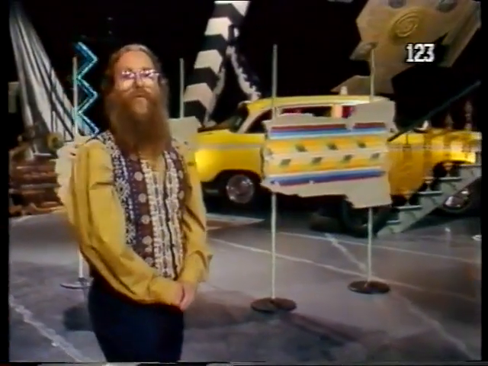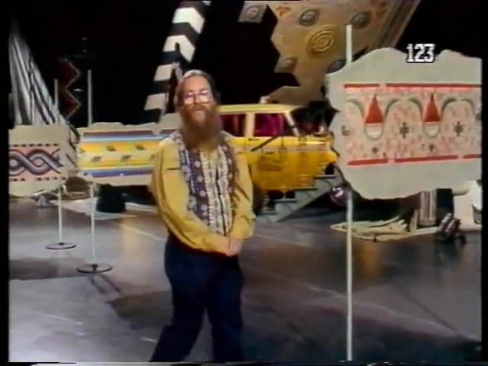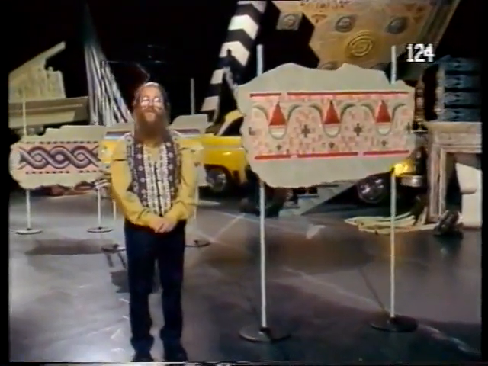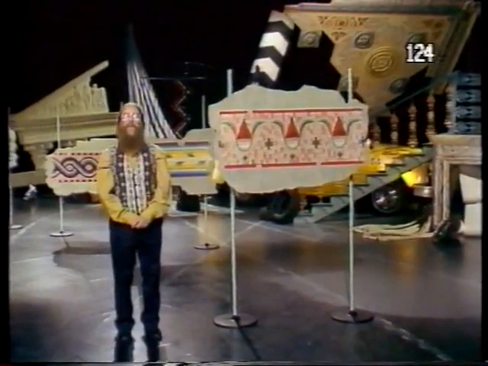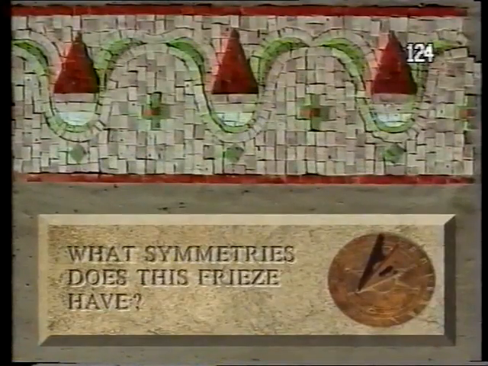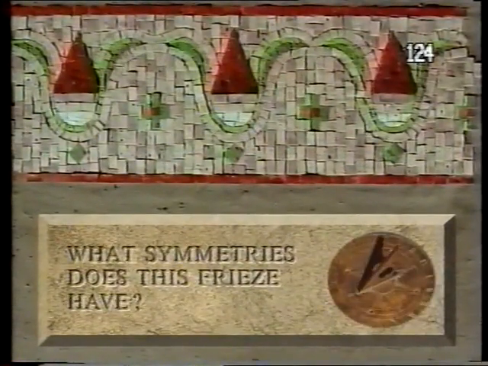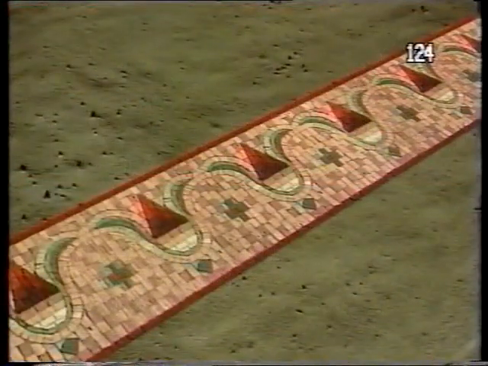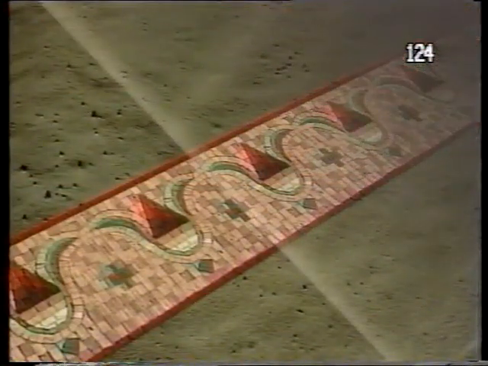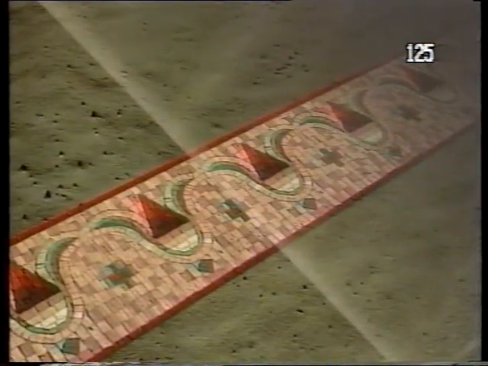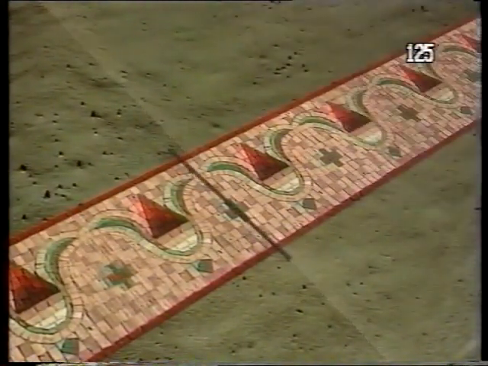Now, there's no point looking for translational symmetries. All frieze patterns are the same in that respect. Otherwise, they don't count as frieze patterns at all. So, what other symmetries can we investigate? What symmetries does this frieze have? Well, look what happens when we put a mirror across the frieze. The reflection of the pattern in the mirror is identical to the original pattern. So this frieze has a reflectional symmetry in a vertical line.